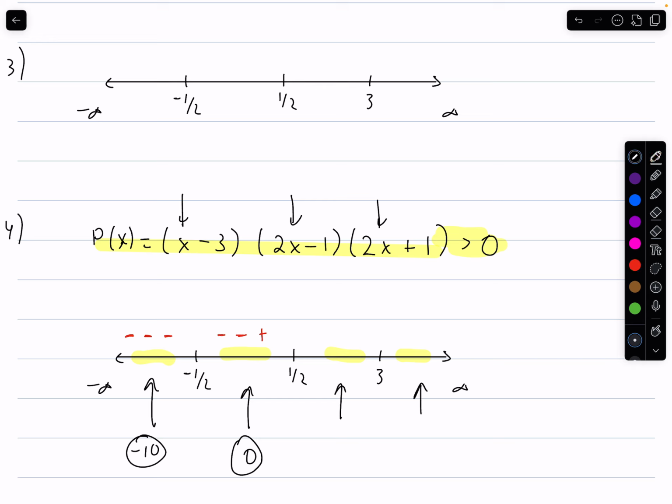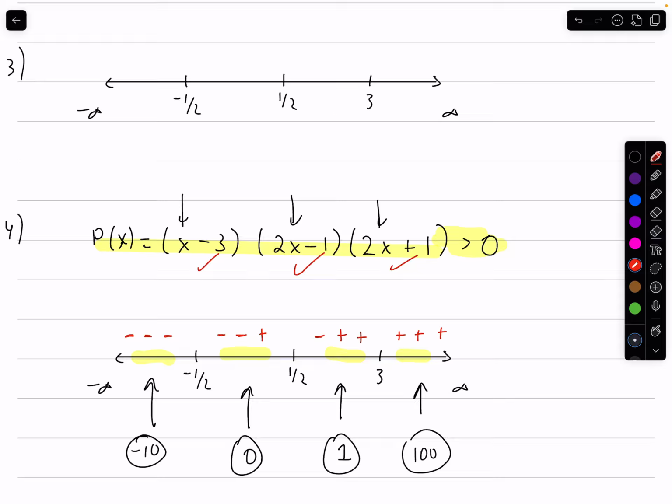So between a half and 3, I'll take the number 1 and I'll plug it in to the 3 factors again. Okay, I plug in 1, I get a negative 1, I also get another positive. So I get a negative, I get a positive, and I get a positive. And then for the last one, I'll take an outrageous number. I'll take like 100, for example. Plug it back in, I'll get positive, positive, positive.